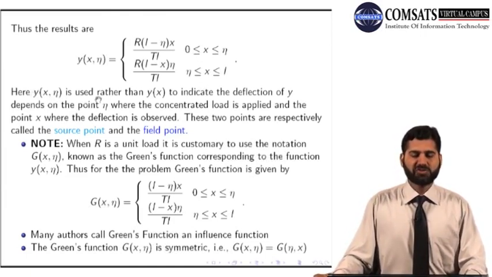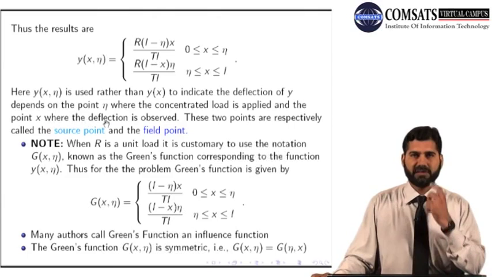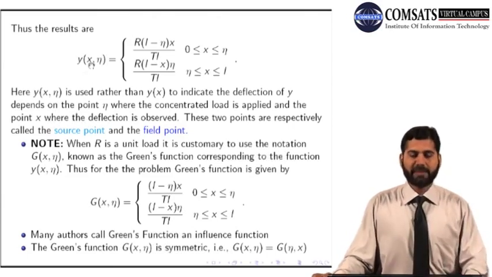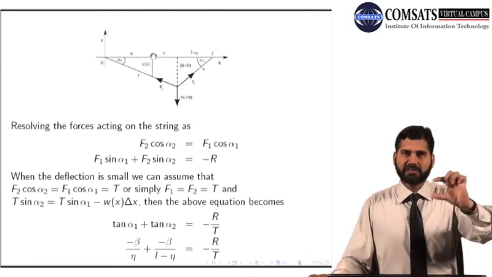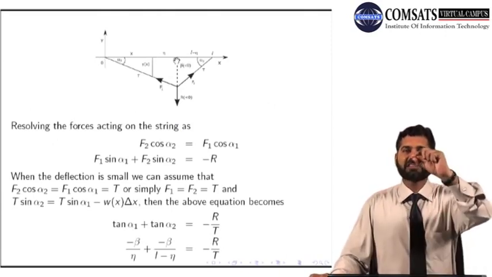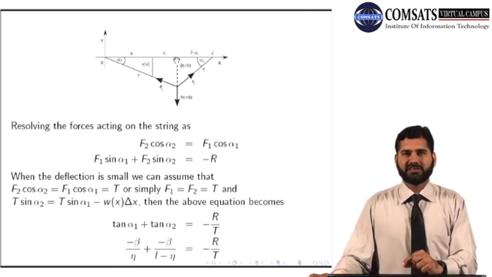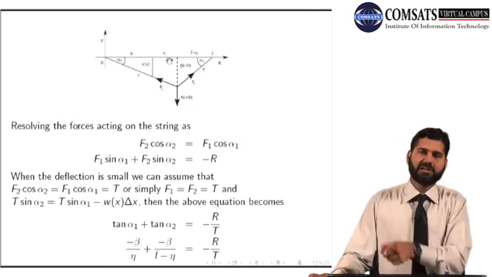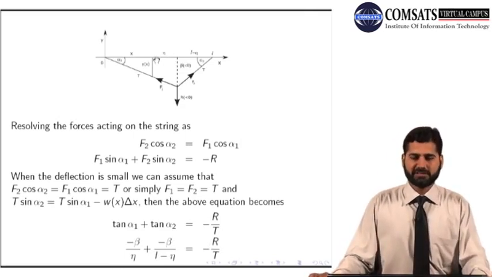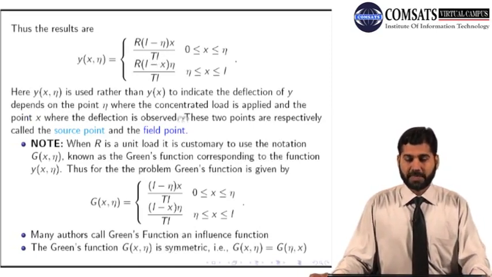Here y(x, eta) is used rather than y(x) to indicate that the deflection y depends on the point eta where the concentrated load is applied and the point x where the deflection is observed. So your y depends on both the points, on this x where we are observing the deflection and on this point eta where the concentrated load is attached. So it depends on both the points.